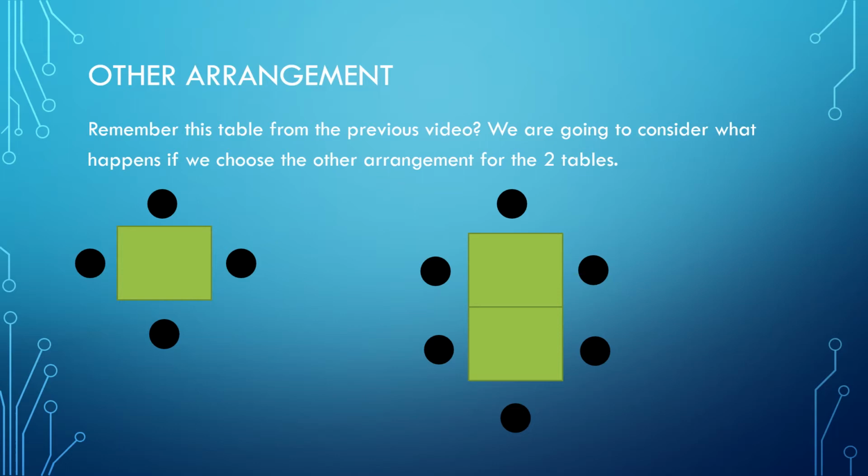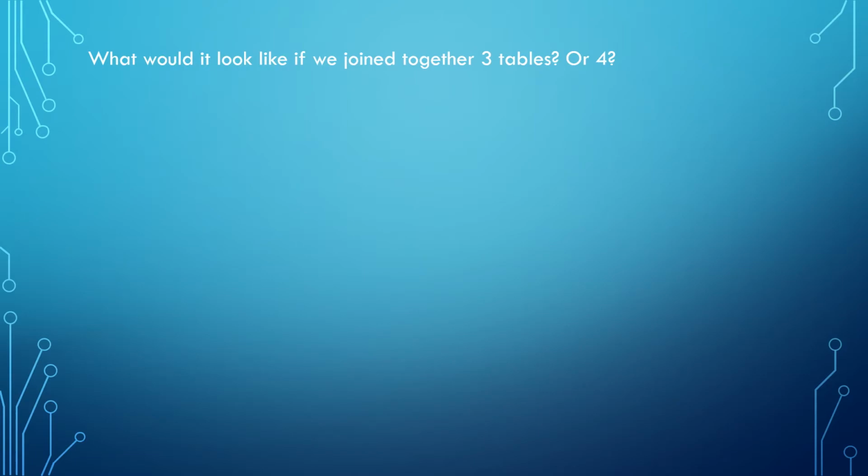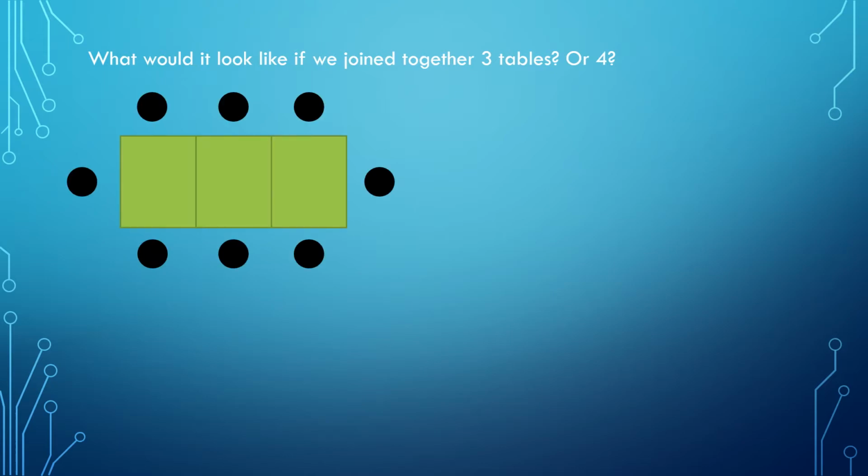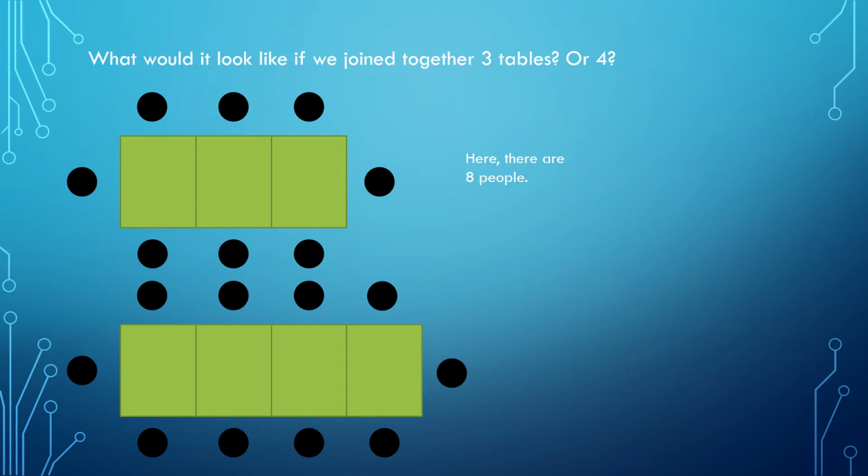So if that's how we're going to combine the tables, what would it look like if we joined 3 tables together, or indeed 4? If we join 3 of them together, we would end up with something like that, where we can fit 8 people. If we join them together like that, we're going to get 10 people. We've turned them around a little bit so we can fit them on the screen, but essentially we get the same thing no matter which edge we chose to join up there.